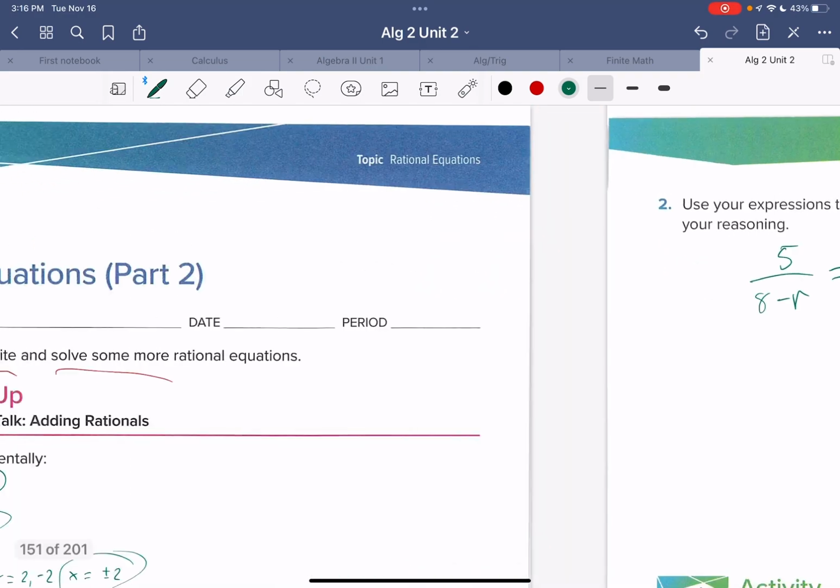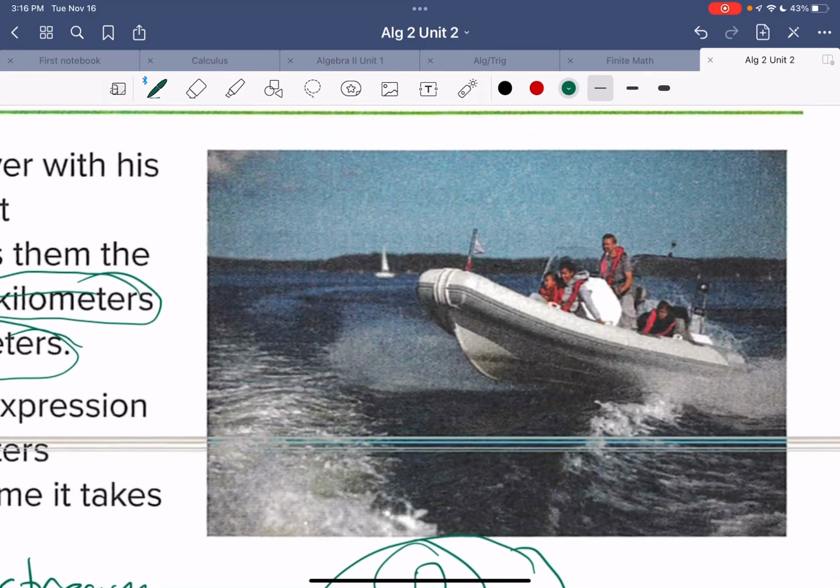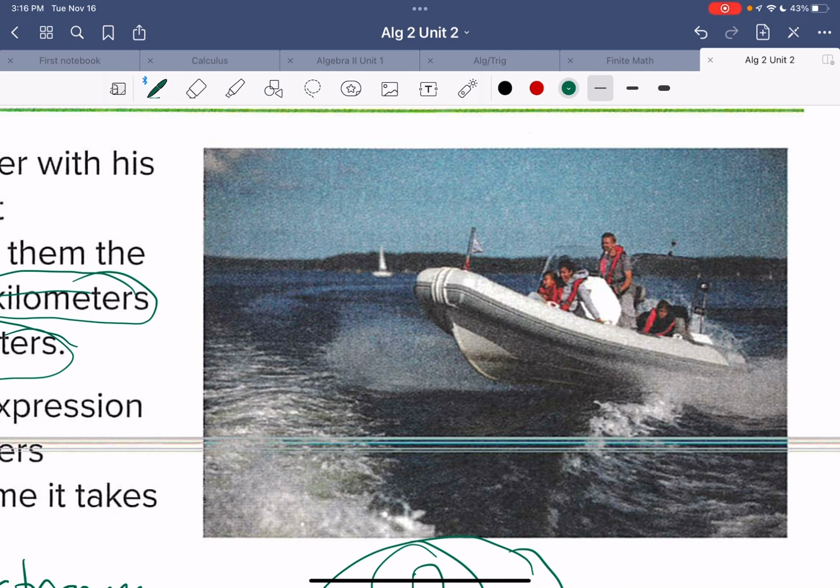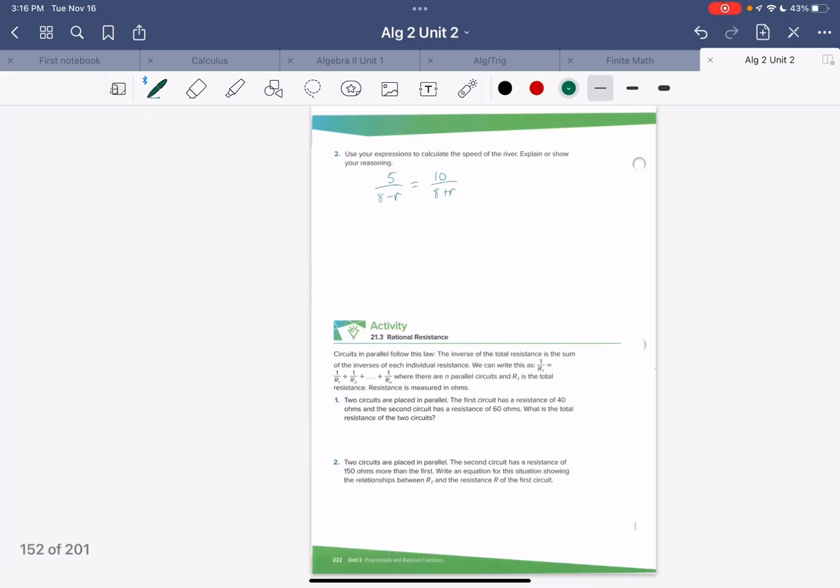Now what's kind of funny about this picture right here is they don't look like they're on a river, they look like they're on a lake. But, you know, it is what it is.